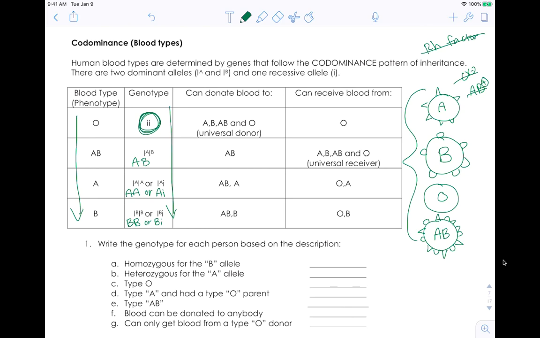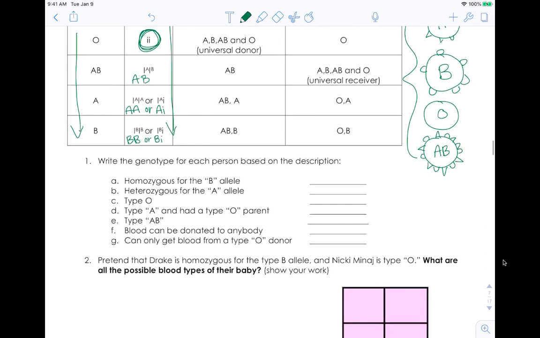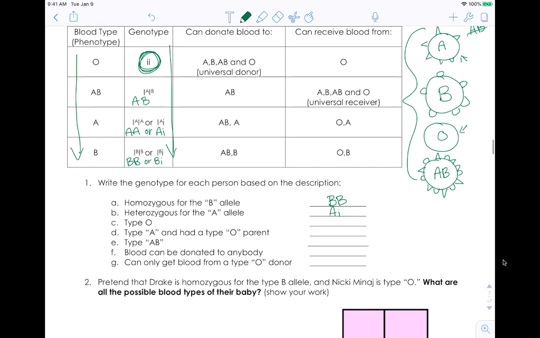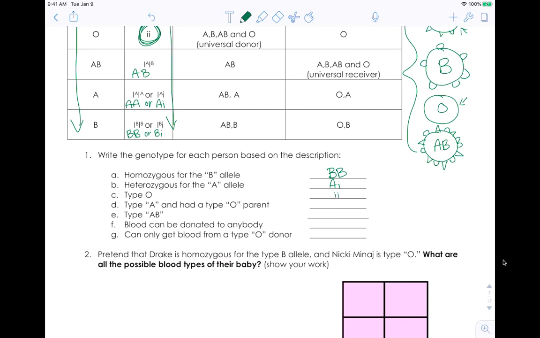Okay. So it wants to know here the homozygous genotype for the B allele. So if it's homo, then it's literally going to be like that. If you're looking for heterozygous A, it would look like that, which means you have one A trait and one O trait. So half your blood is like this and half of it is like this, which is totally okay because O can go with anyone. Type O is little i. Type A and a type O parent, which means you'd have to have type A and then an i because your parent was type O. They can only give you an i, so you're heterozygous. Type AB is only like this.